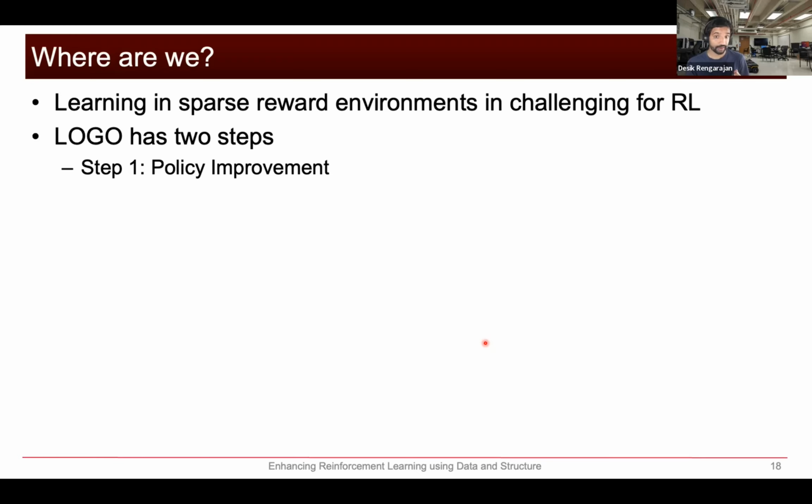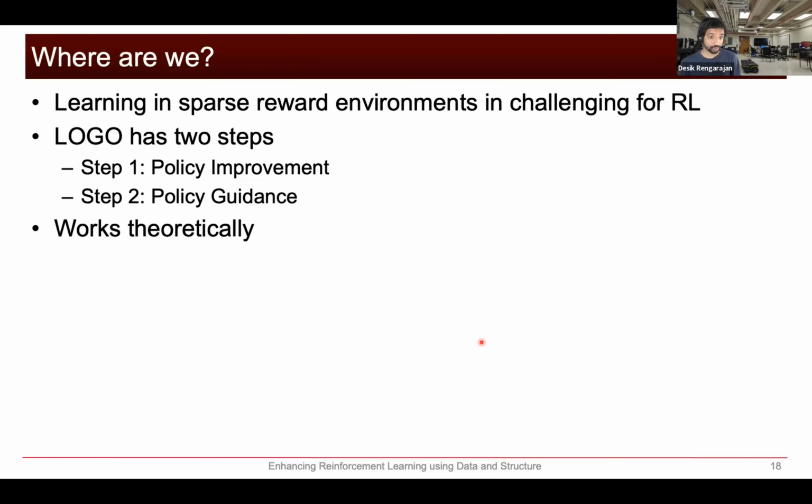we work in sparse reward environment, this might not be enough. And in order to guide our policy, we do the policy guidance step, where we try to find out a new policy around a trust region of the policy suggested in the policy improvement step towards the behavior data or the behavior policy. Right? And we also showed that it works theoretically. And then next, we want to move on to how LOGO is implemented, and what are the challenges that come with implementing LOGO. So that's what we're going to do next.